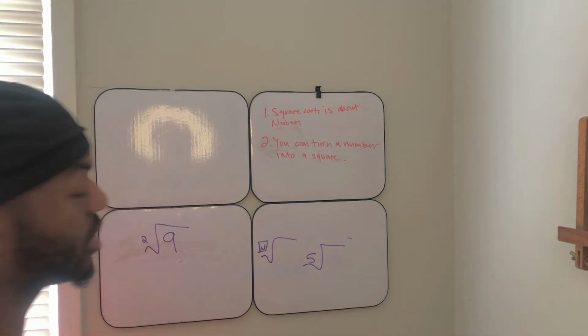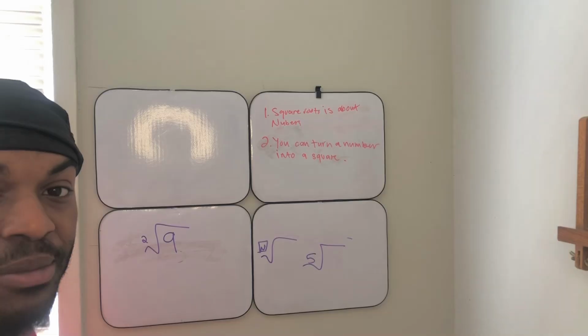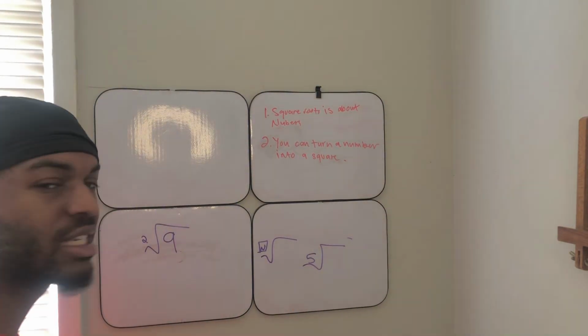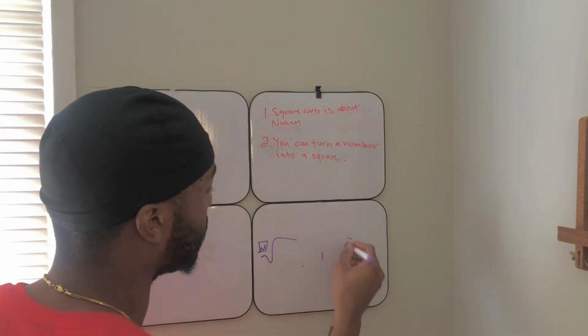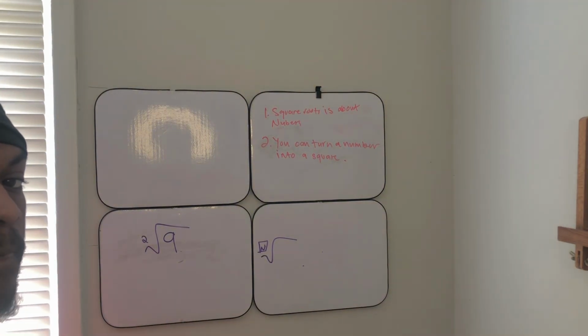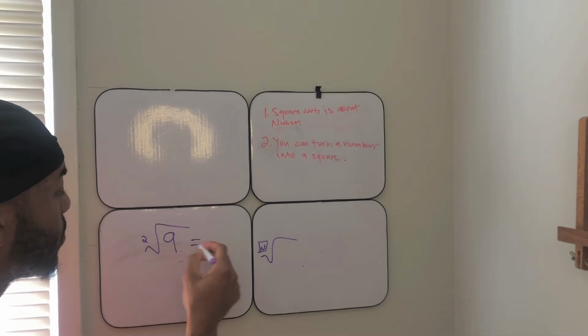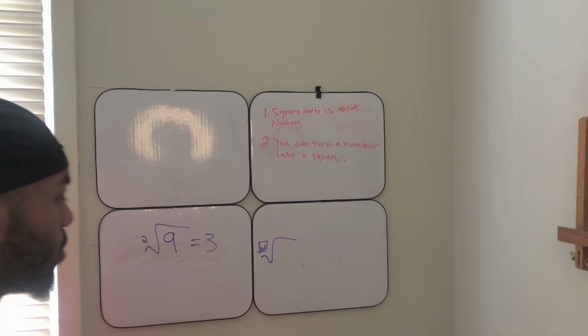That's like the quintuplet root. I don't know, somebody let me know what that is. But the index can be whatever. The square root specifically is when the index is 2. Alright, so the square root of 9 is 3.